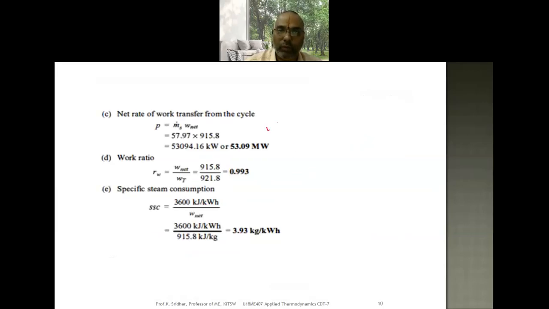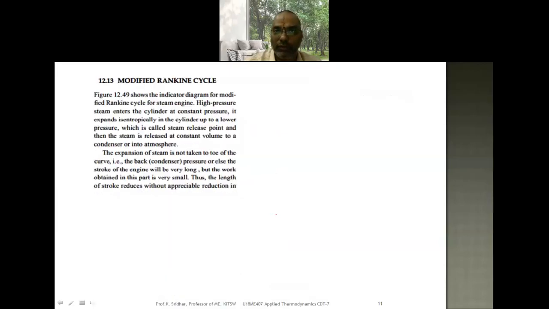So it is the net work, that is, the power developed by the cycle, and the work ratio. Here the work ratio is nothing but the net work divided by the turbine work. Specific steam consumption is 3600 by W net. You know all these formulas from the first slide. So now you simply substitute and find out all these answers.